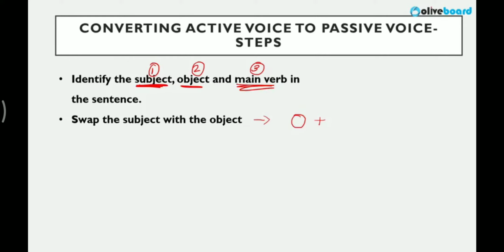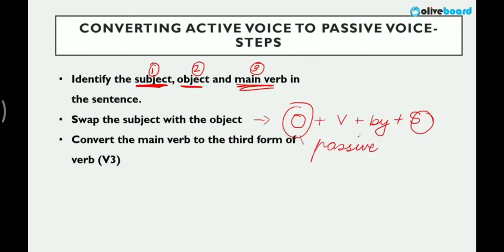So in passive, if you're writing the sentence in passive, how will it be? You will mention the object, the verb, and then of course by plus subject. So swap these two, right? In passive, you will find the object first, right? Third step which you have to follow is convert the main verb in third. Very, very important, guys. Always, if you see a passive sentence, how will you identify? It's the third form of the verb we use in passive. All passive forms, we always use V3.